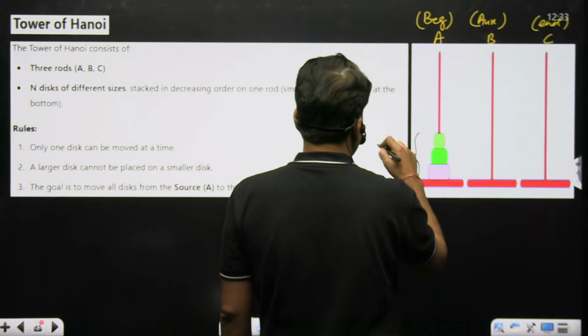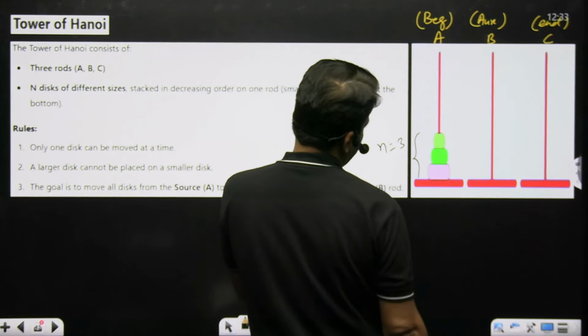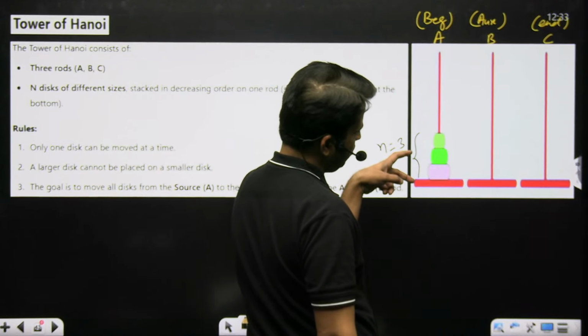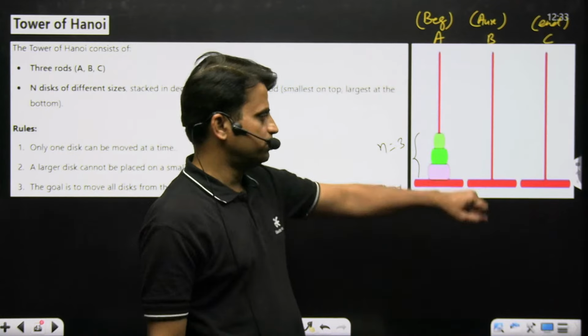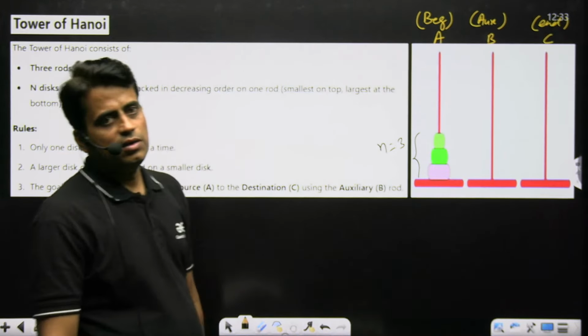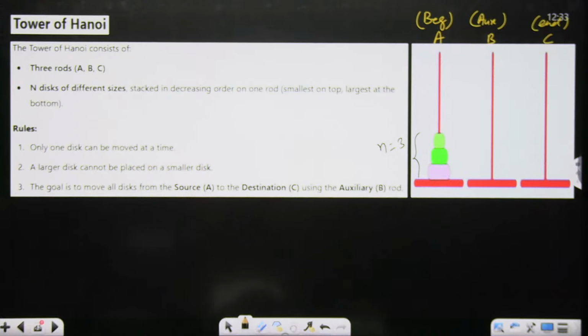Now n equals 3 discs. There are 3 discs in page A, and you have to transfer all discs from page A to page C by using the auxiliary page. Okay, so what is the logic for this? Yes, very good.